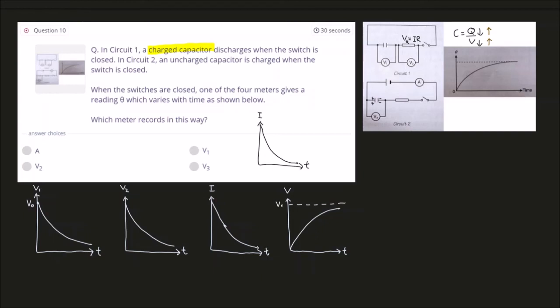We actually learned about the equation for this graph, which is for a charging circuit. The formula should be V equals V0 times (1 minus e to the power of minus t divided by RC). This is the potential difference across the capacitor for a charging circuit. So the answer for question 10 should be V3, which is showing this shape over here. So that's all for question 10.